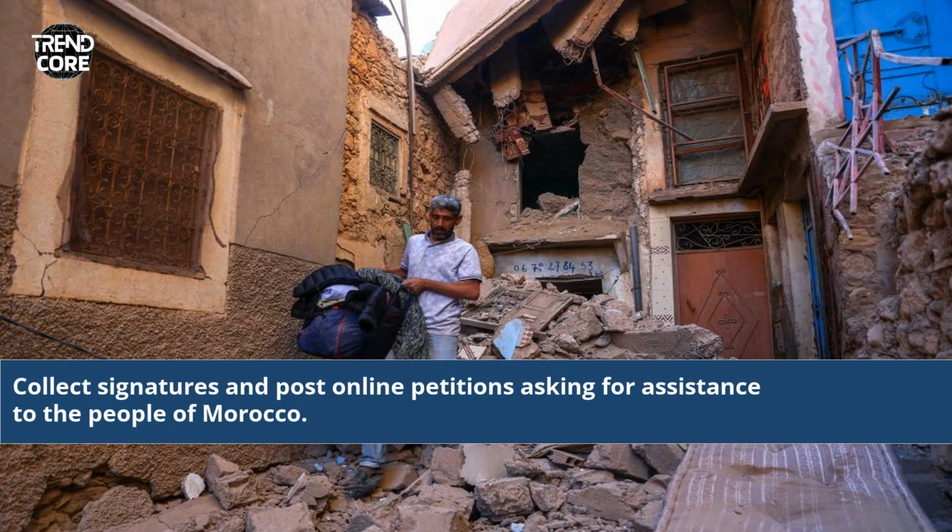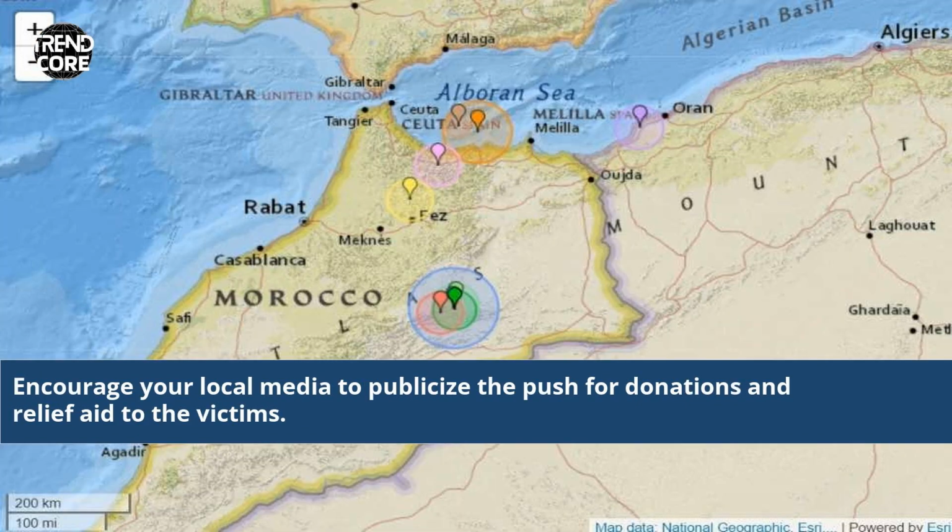Collect signatures and post online petitions asking for assistance to the people of Morocco. Encourage your local media to publicize the push for donations and relief aid to the victims.